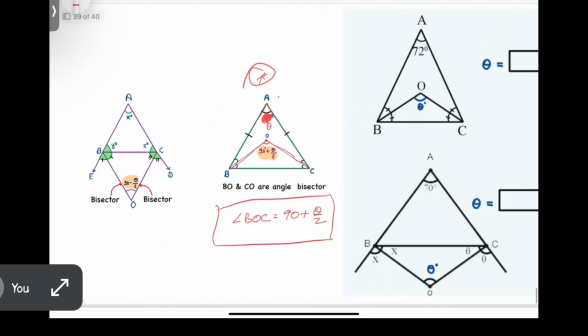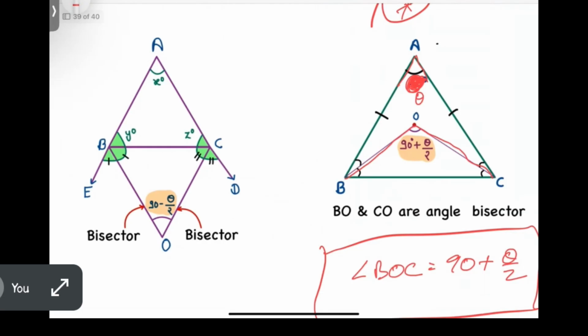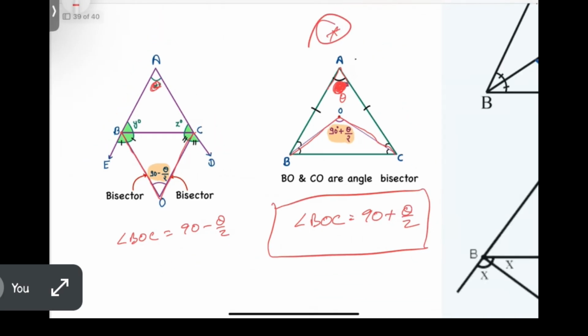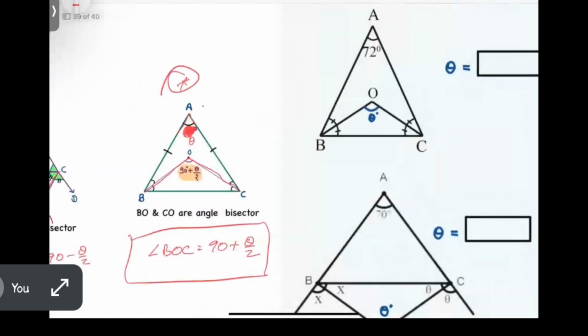But if the triangle is outward, below this way, then the formula is angle BOC is nothing but 90 minus theta by 2. Theta here is this one. This is theta, theta divided by 2. So remember, if it is inside, plus; if it is outside, minus. That's the only concept here. I have a question here.